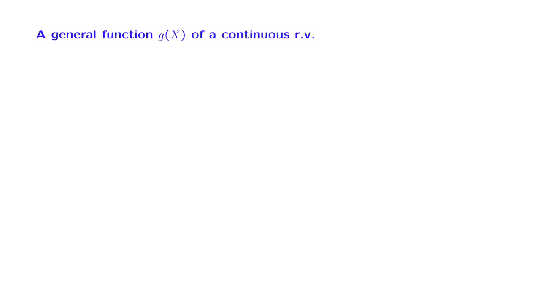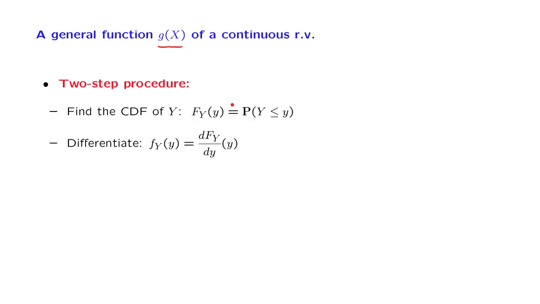In this important segment, we will develop a method for finding the PDF of a general function of a continuous random variable, a function g of x, which in general could be nonlinear. The method is very general and involves two steps. The first step is to find the CDF of y, and then the second step is to take the derivative of the CDF and then find the PDF. Most of the work lies here in finding the CDF of y.